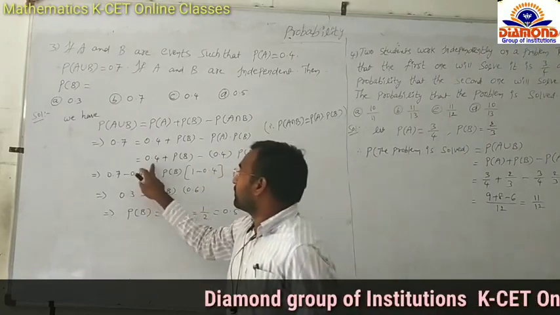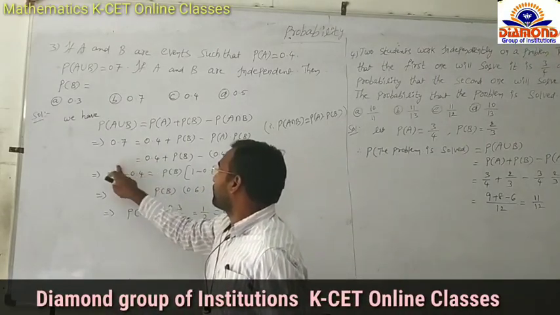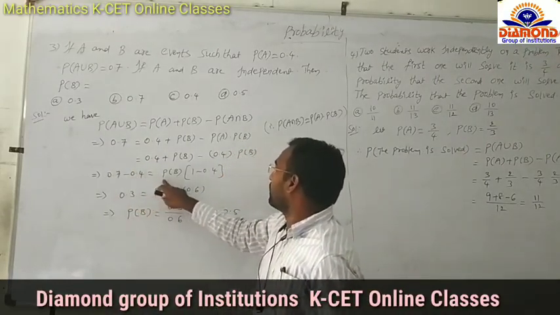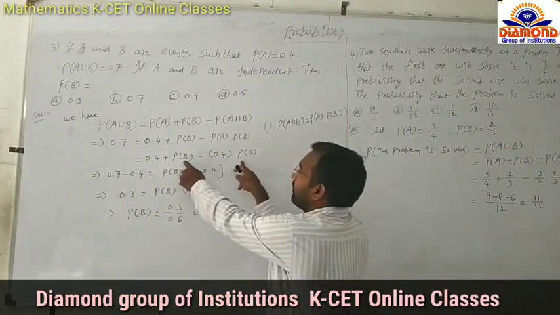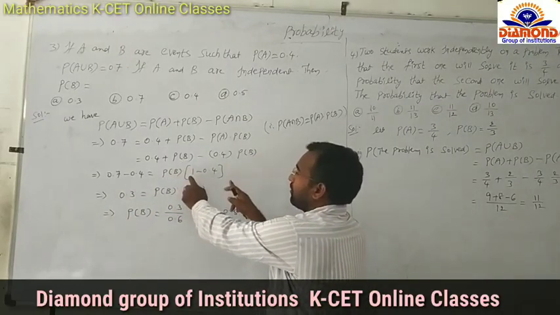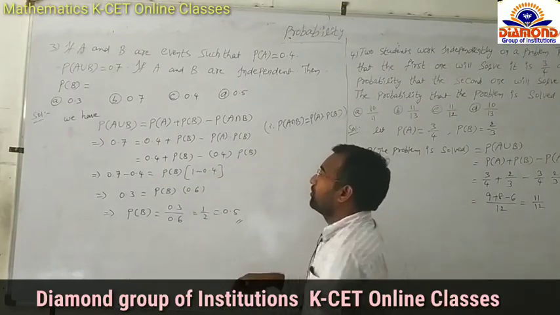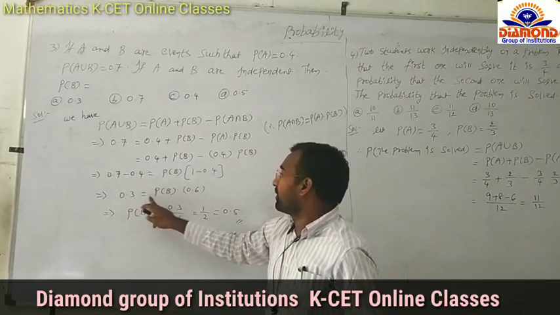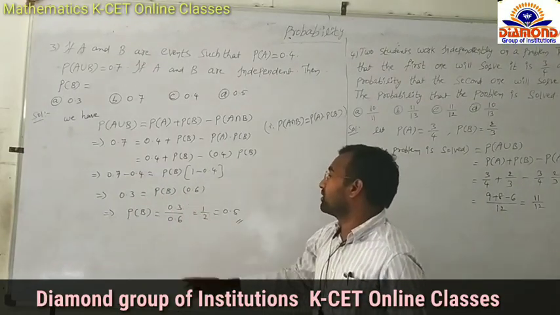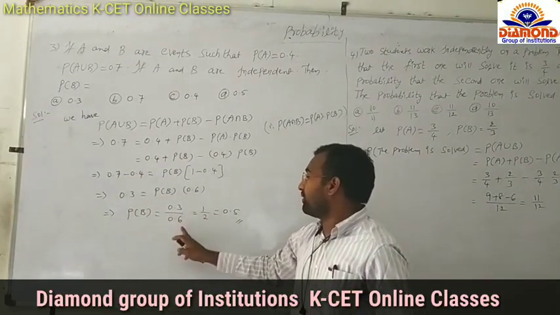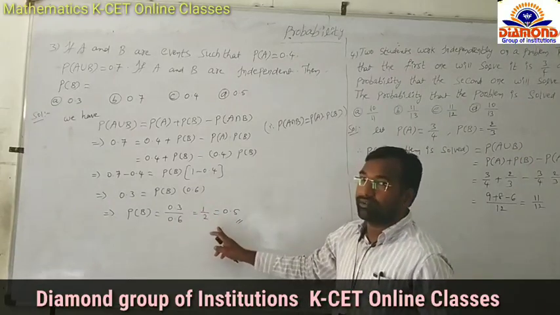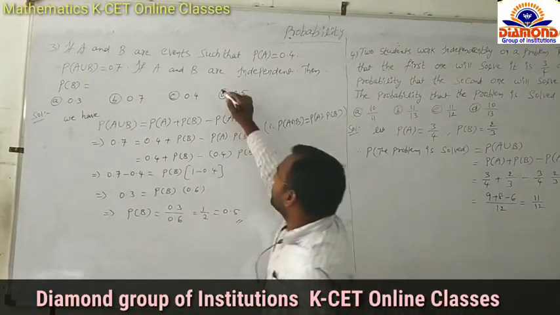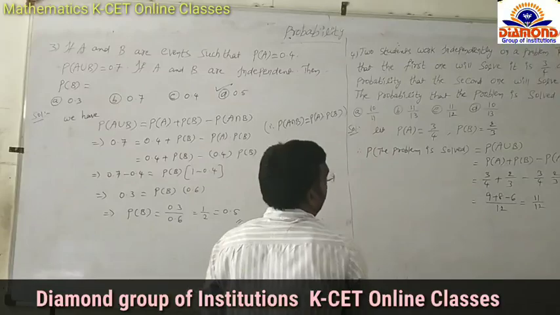Next, 0.7, 0.4 brings this side, minus 0.4 equals, from these two terms P of B take common, so remaining is 1 minus 0.4. So 0.7 minus 0.4 equals 0.3 equals P of B into 0.6. P of B equals 0.3 by 0.6, which is nothing but 1 by 2 equals 0.5. So option is D. Next problem.